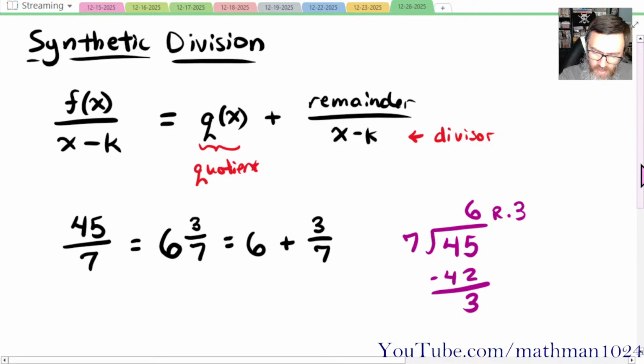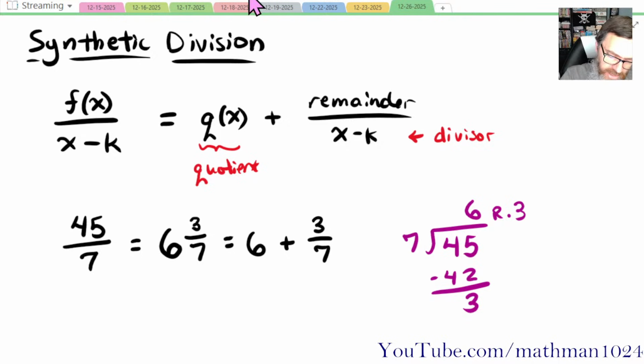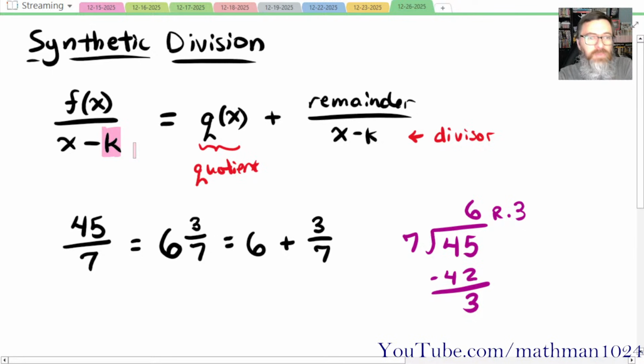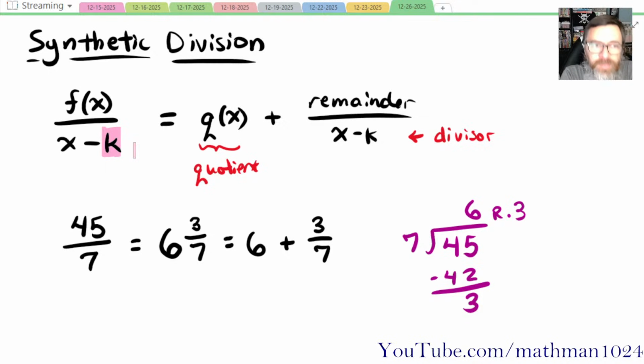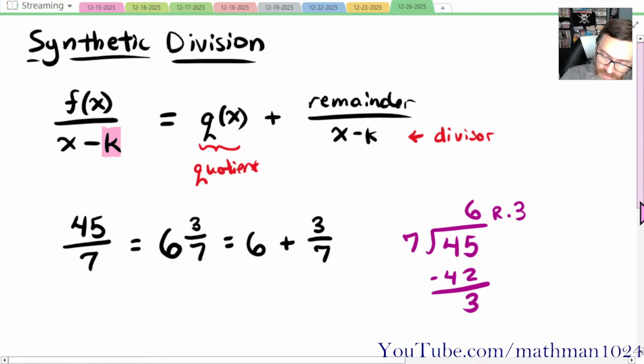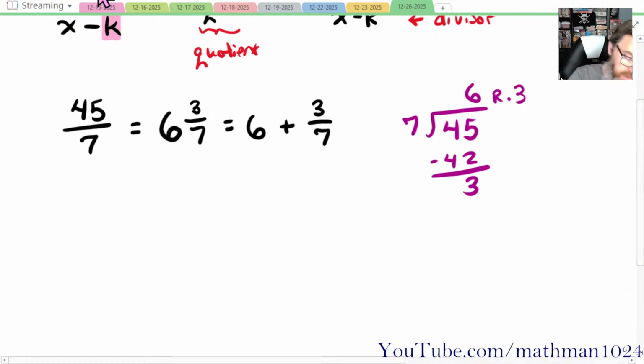So the key thing here is to identify this k value. Now notice that this says x minus k. So when I'm trying to identify the k value, I have to do the opposite of what I see there. So let me just run through an example of how synthetic division works. And then we'll go on to some more complicated things and some really neat problems that we can do.